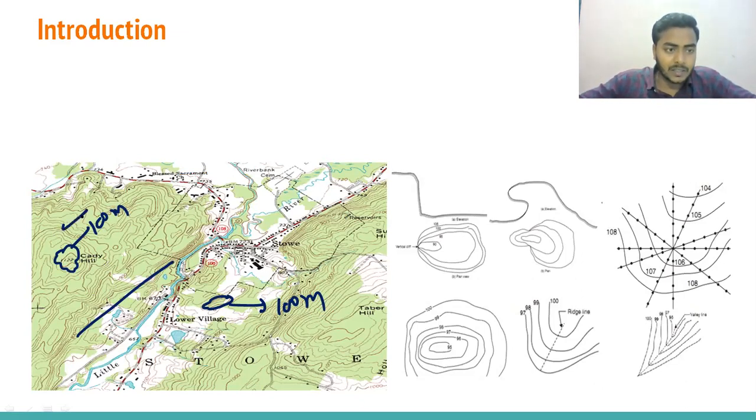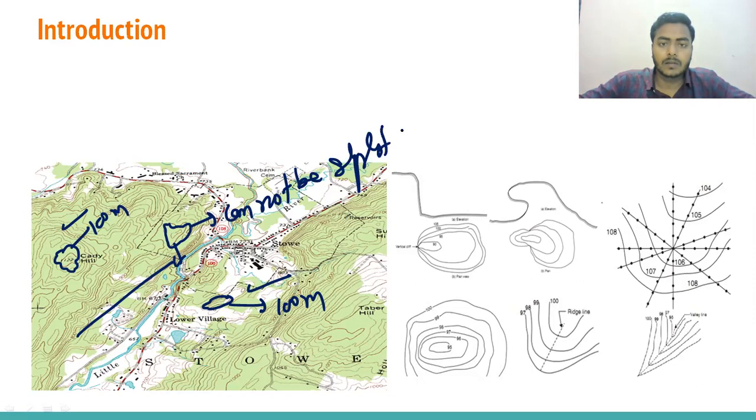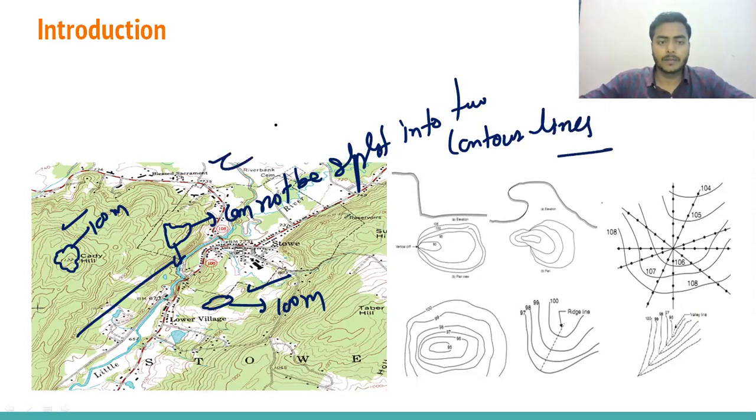Here this is one contour line, here this is the second contour line. So two contour lines with the same elevation will not join, will not coincide with each other and form one line. Similarly, a single contour line cannot be split into two contour lines.